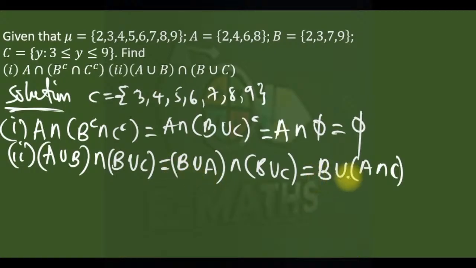Check it. It's now B union A intersection B union C. So we use commutative and distributive law, because it's easier than doing this. So see that A intersection C. So what is common? Okay, let's write B is 2, 3, 7, 9.